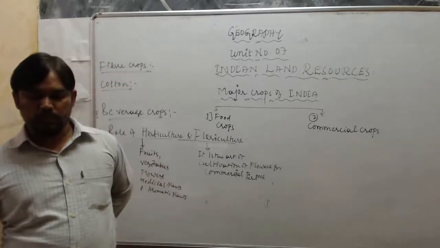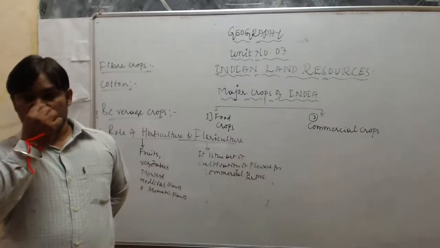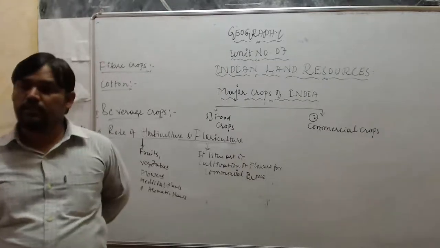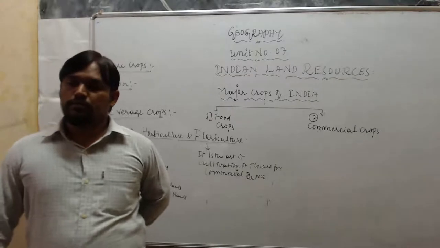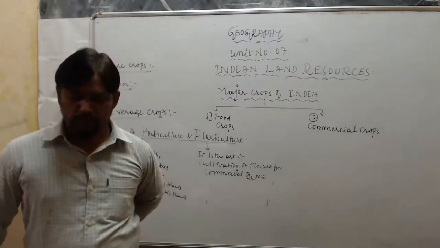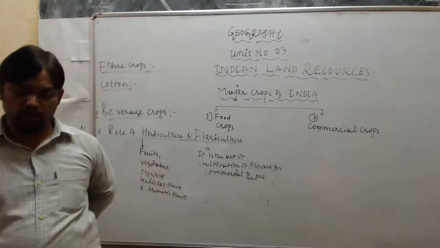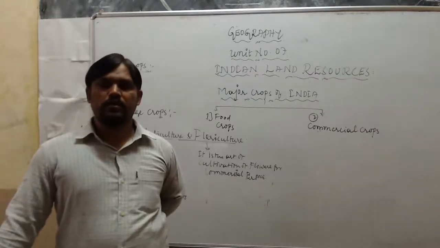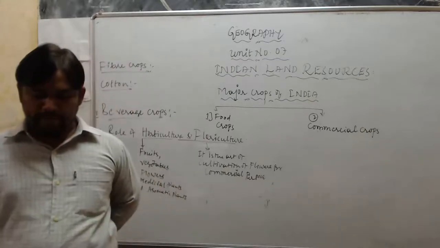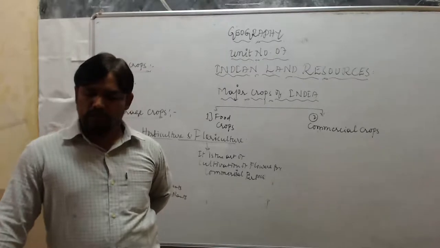Floriculture is mainly developed in Tamil Nadu. Which Indian state is the largest producer of these flowers? That is Tamil Nadu. Tamil Nadu stands in the first position in floriculture, but in horticulture, Andhra Pradesh. Next, Karnataka, Andhra Pradesh, Maharashtra, Punjab, Haryana, and West Bengal.